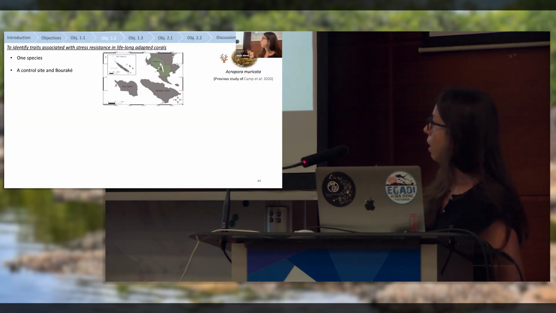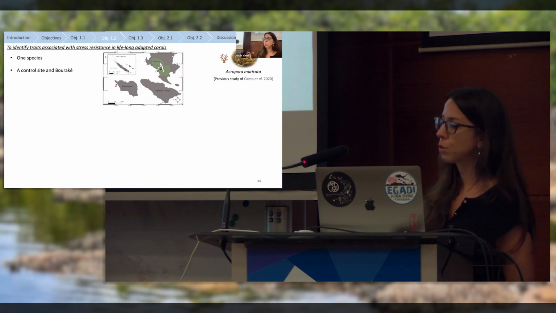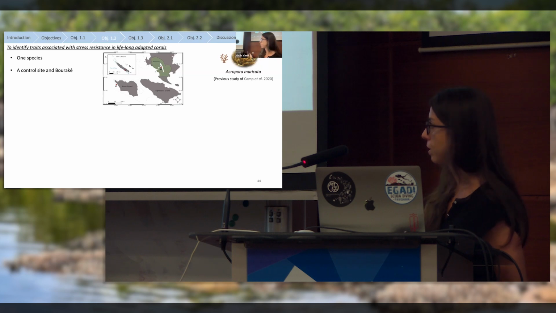So for this objective, I chose Acropora muricata because there was a previous study on this species for the same site. So then I selected B2 as a site and a nearby control site, R1.